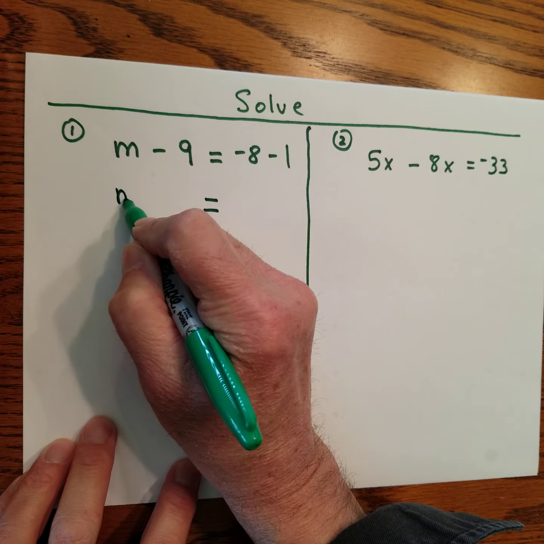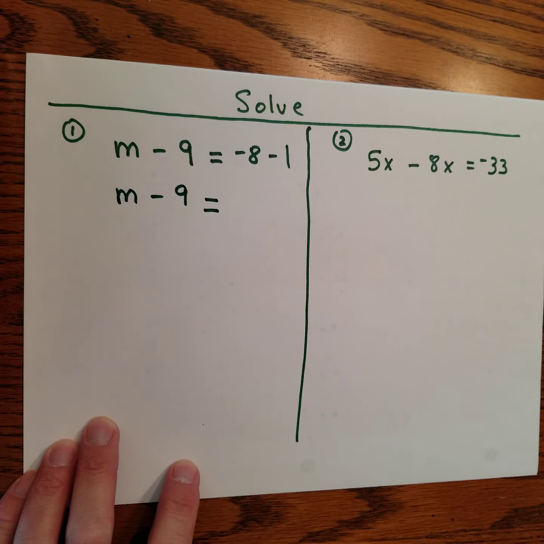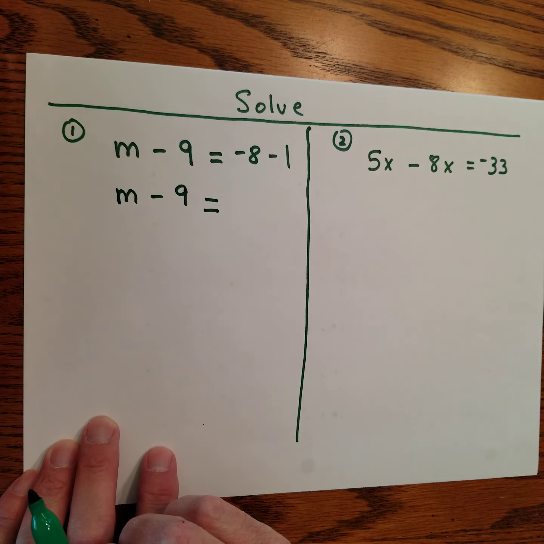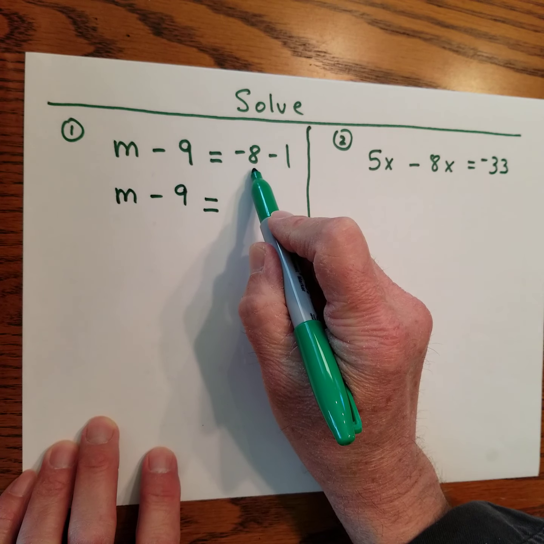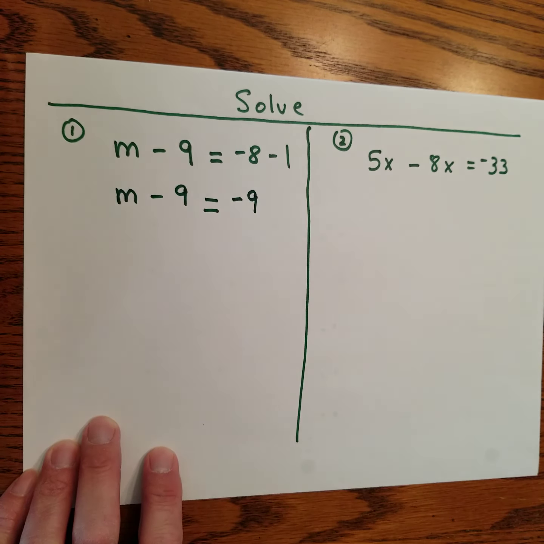There's really nothing I can do on the left-hand side of the equation. On the right-hand side of the equation, though, I have some like terms. Let's put those together. If I lose $8, then lose another $1, I've lost $9.